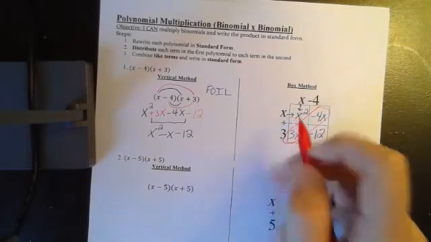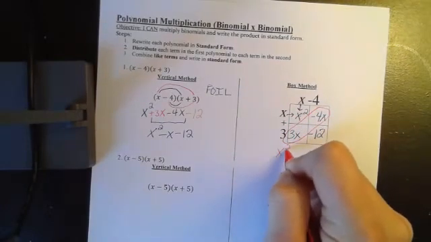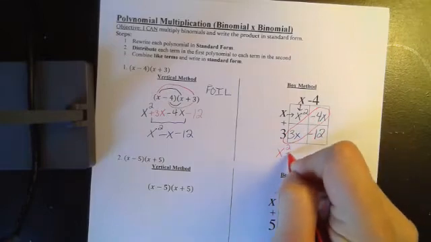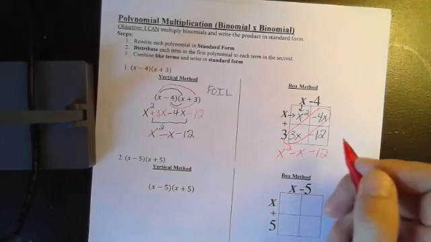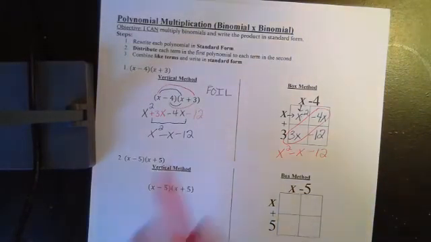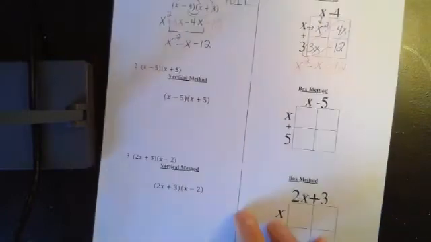So those are going to be the terms that you combine. So we'll start in the top left. We have x squared. 3x minus 4x is negative x, and then minus 12. So what you notice is we get the same answer as we did using the FOIL method or the vertical method. All right, moving on to number 2.